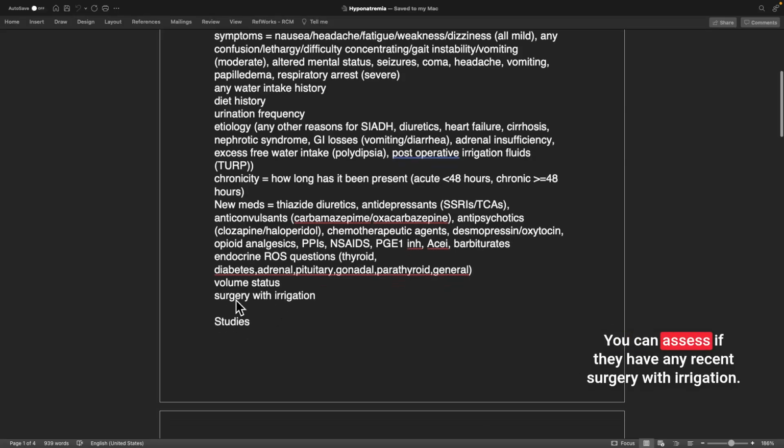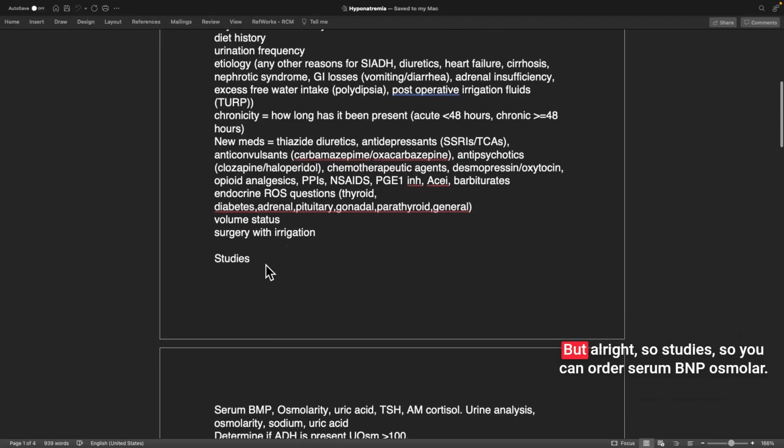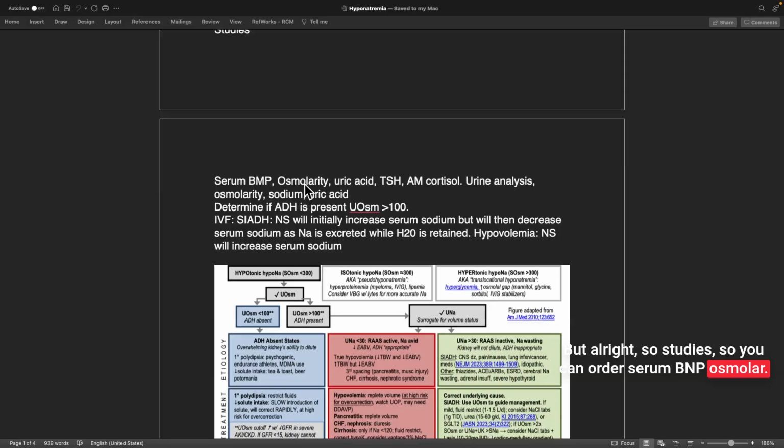You can assess if they have any recent surgery with irrigation. These are usually, I forgot what it's called, but the water that doesn't have any solute in it. But all right, so studies. You can order serum BNP, osmolarity, uric acid, either in the serum or urine. This is done sometimes in some hospitals. TSH, AM cortisol, urine analysis, osmolarity, sodium.